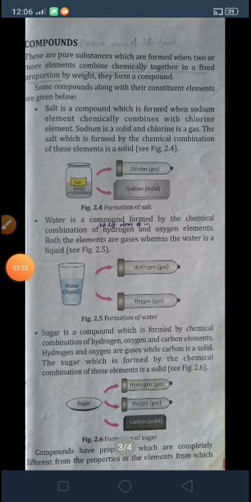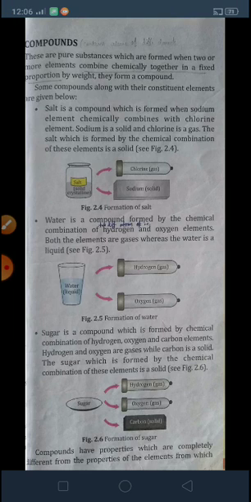In the human body, carbon, hydrogen and oxygen are the most common elements, because our body is made up of cells, and these cells are made up of carbon, hydrogen and oxygen. So in this way, elements is finished. Then next is compound.